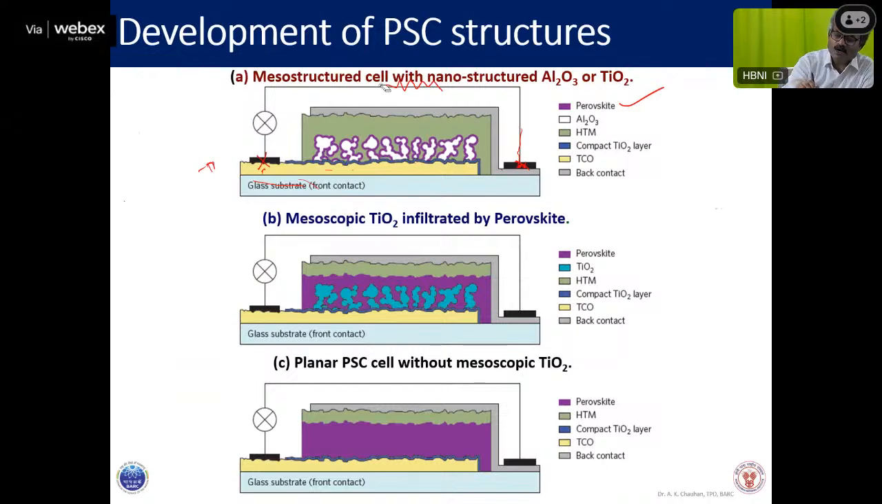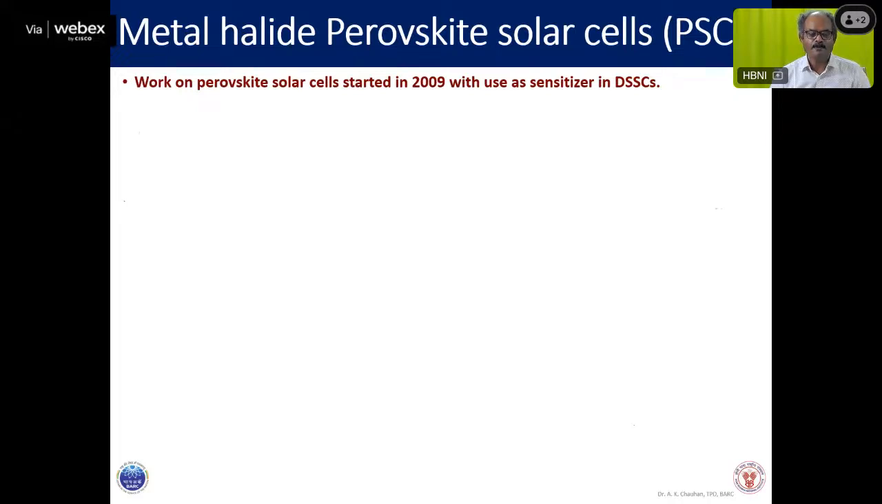So this is your one perovskite. There are three different perovskite assemblies: mesoscopic TiO2 infiltrated with perovskite, and then planar PSCs without mesoscopic TiO2. This is also an assembly you can make.